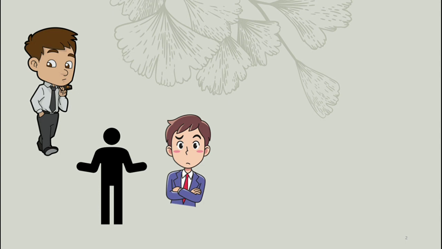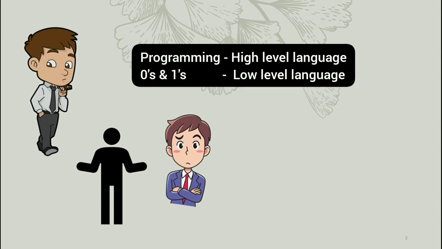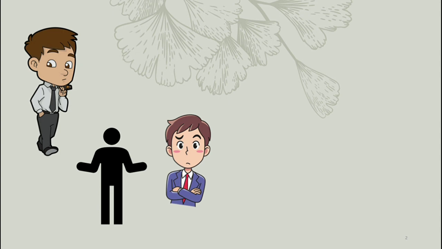Similarly, a machine can't understand human language, which is English, and this is known as high level language. A machine knows only zeros and ones, which is low level language. This work will be done by the translator, and the translator is of two types: compiler and interpreter.